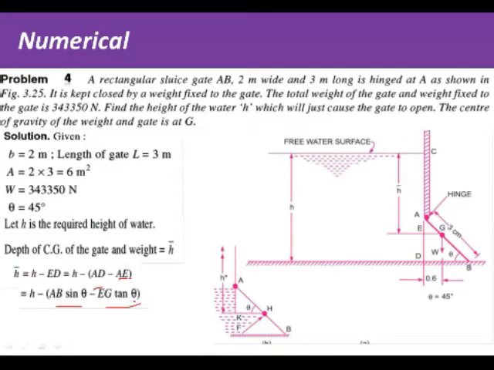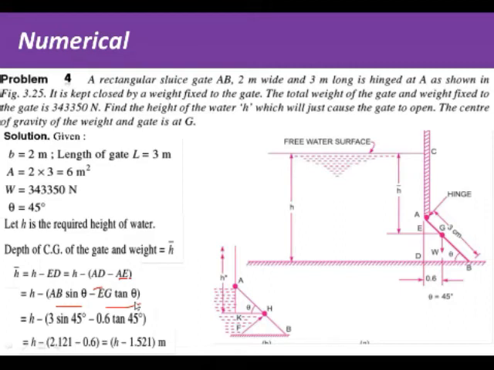After that, put the value. So it is H minus AB, which is 3, so 3 sin 45, minus EG, which is 0.6, so 0.6 tan 45. Now we know the value of sin 45 is 1 by root 2 and tan 45 is 1. So you can solve this. It is 2.121 minus 0.6, and it comes out to be H minus 1.521 meter.